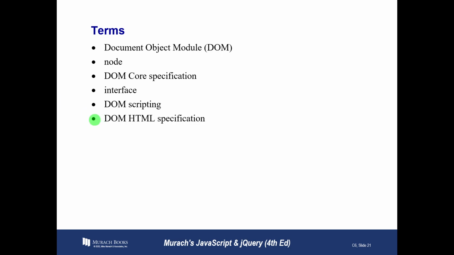And we talked about the DOM HTML specification, which basically provides us a lot of shortcuts and easier ways to manipulate things that are in the DOM core specification. In the next video, we'll take a look at some applications and see how these things are actually used in the live application.